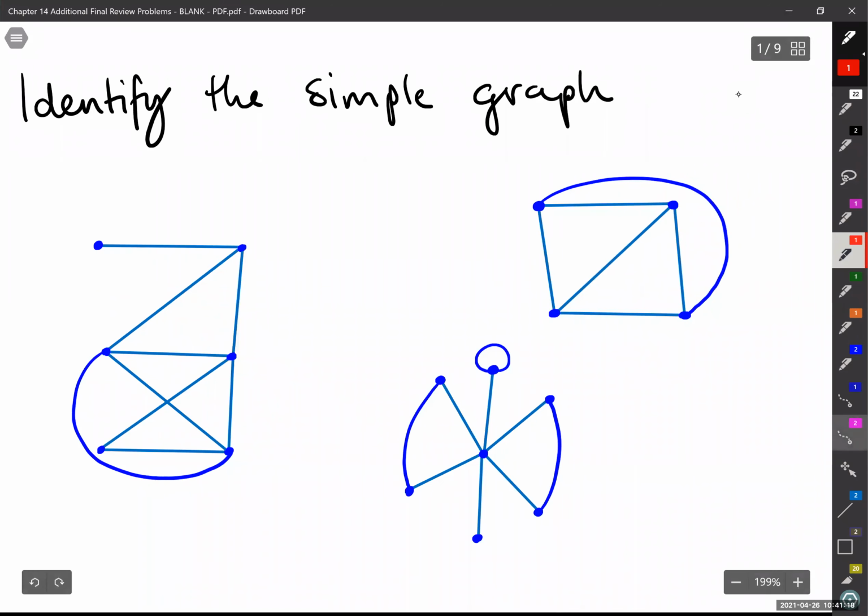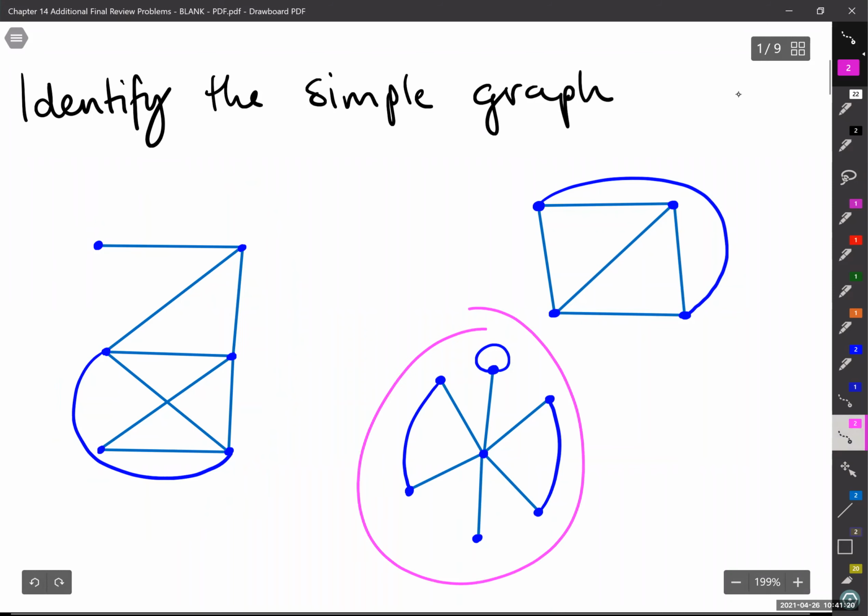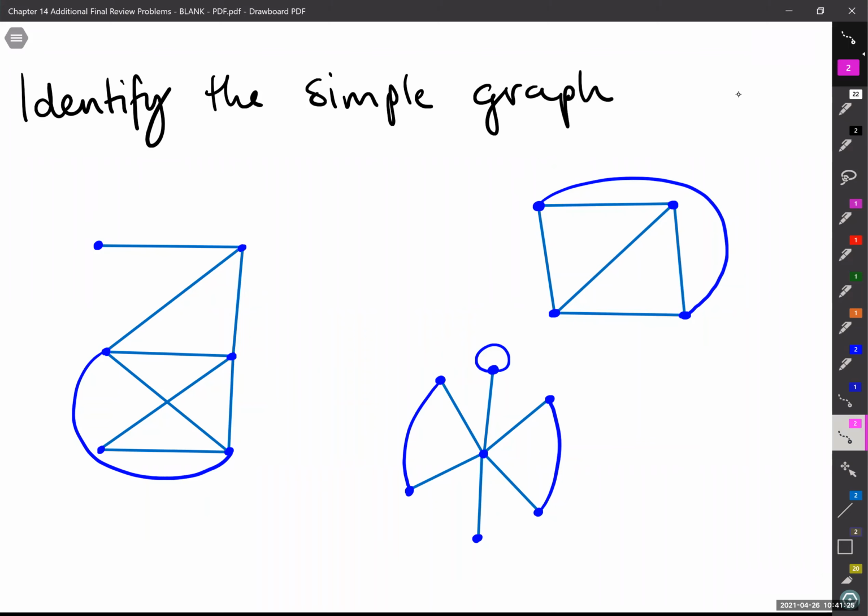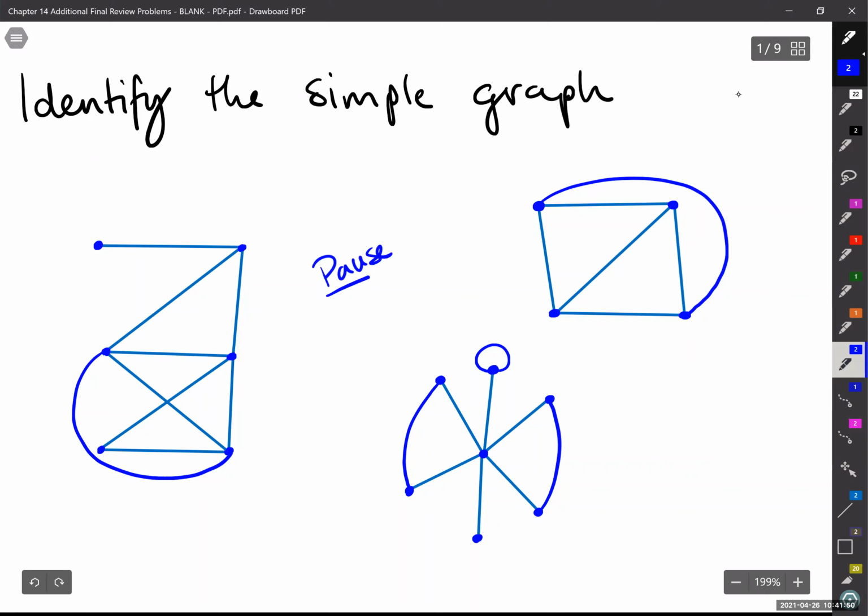Next, let's look at these 3 graphs and identify which would be a simple graph. Remember, a simple graph is the stronger definition that not only is it a graph, but every pair of vertices is connected at most one time, so you can't be connected more than once to a single pair of vertices. And there can be no loops, whereas a loop is an edge that starts from one vertex and then ends at the same vertex. So take a moment to consider which one of these are simple, which ones are not simple, and I'd recommend you pause the video, think about it, and when you're ready, unpause to check the work.